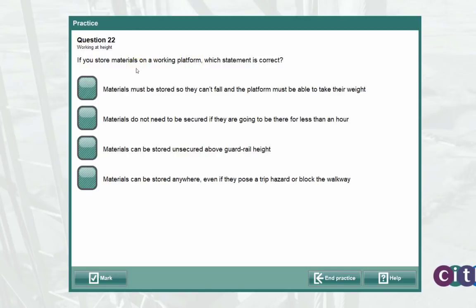If you store materials on a working platform, which statement is correct? Materials must be stored so they can't fall, and the platform must be able to take their weight. Materials do not need to be secured if they're going to be there for less than an hour. Materials can be stored, unsecured, above the guardrail height. Materials can be stored anywhere, even if they pose a trip hazard or block the walkway.